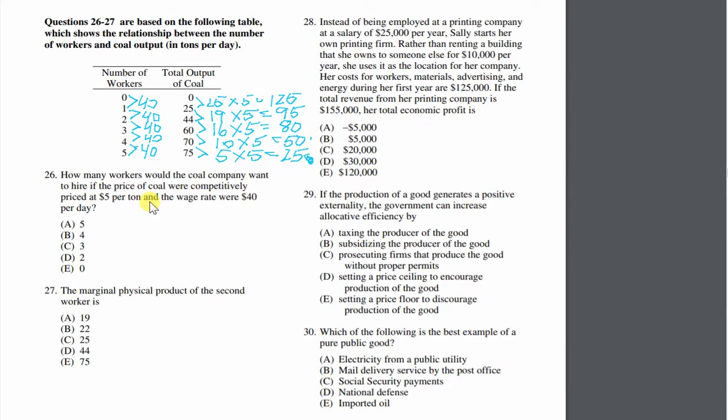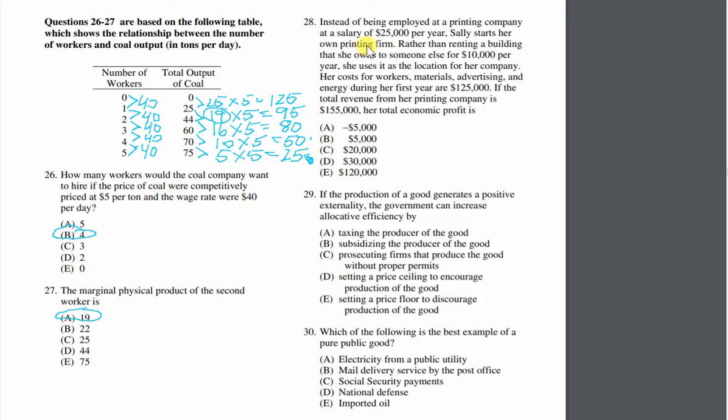So let's take a look at number 26. How many workers would the coal company want to hire if the price of coal were competitively priced at 5 and the wage rate was 40? And we see that they would want to hire 4. Okay, and on number 27 they ask the marginal physical product of the second worker. The marginal product went from 25 to 44, which is an increase of 19, and that would be the answer on 27.